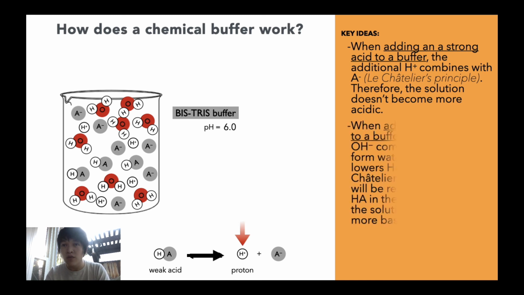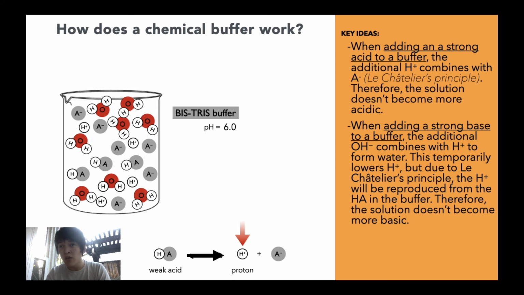To sum this up, when adding a strong base to a buffer, the additional hydroxide ions combine with the H+ ions to form water. This temporarily lowers the H+ ion concentration, but due to Le Chatelier's principle, the H+ ions will be reproduced again from the HA in the buffer. Therefore, the solution doesn't become basic.